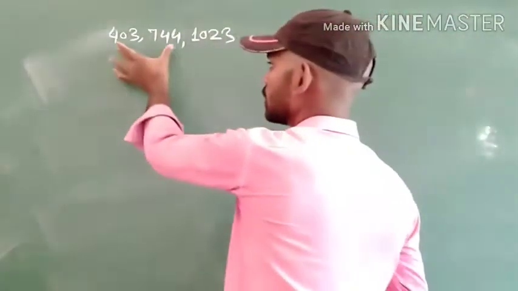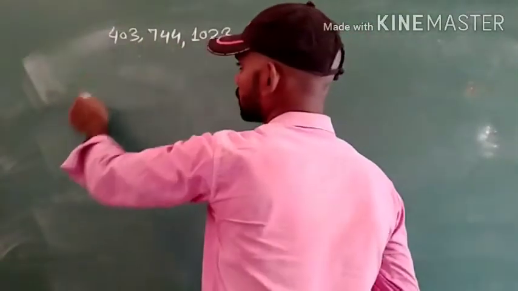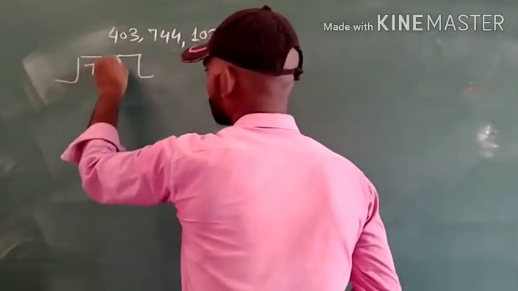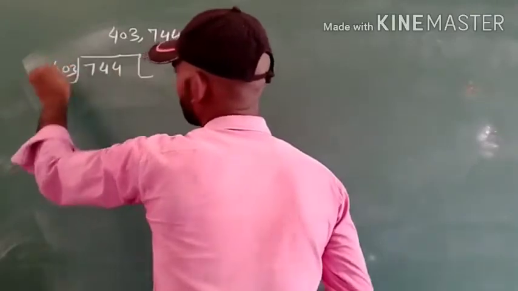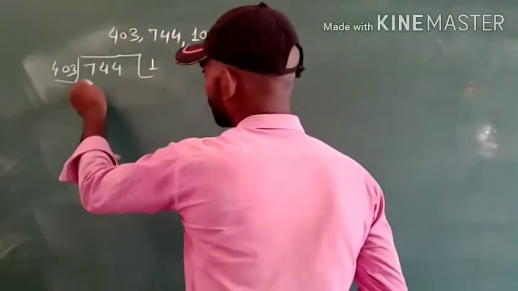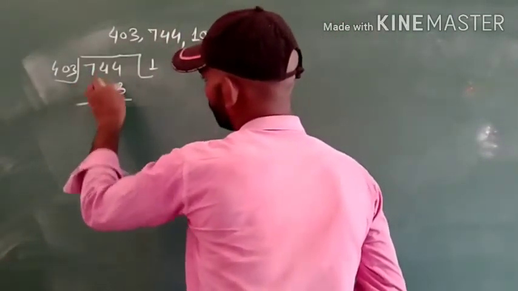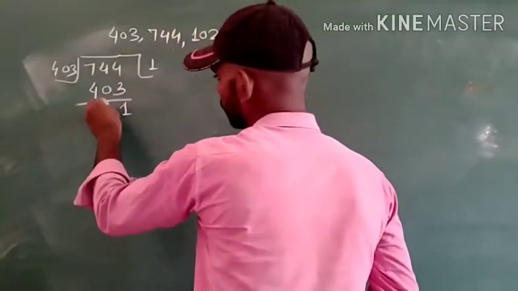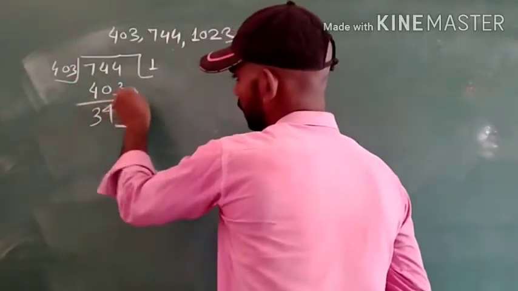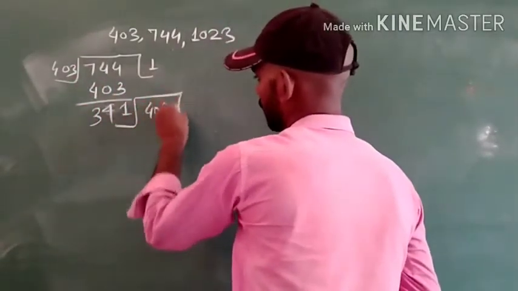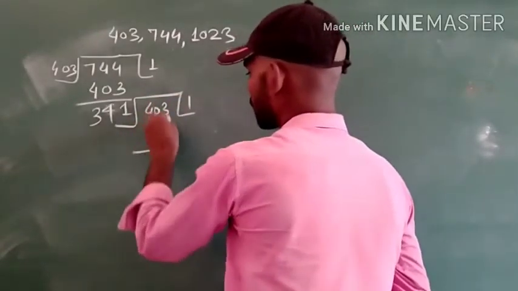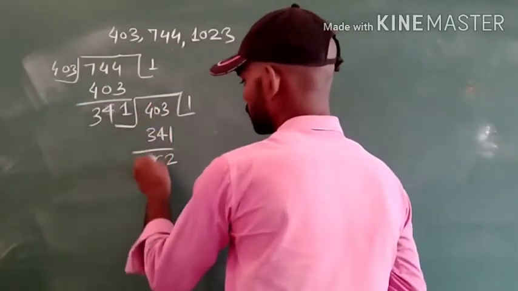Here we can see that the second number is greater than the first number, therefore we can write them like this: 744 and 403. Now divide it. It goes 1 time and here we get 403. 4 minus 3 is 1, 4 minus 0 is 0, and 7 minus 4 is 3. Now again 403 and we get 1 time, 3 4 1, 3 minus 1 is 2, 10 minus 4 is 6.